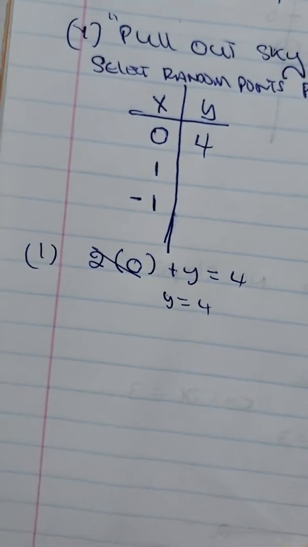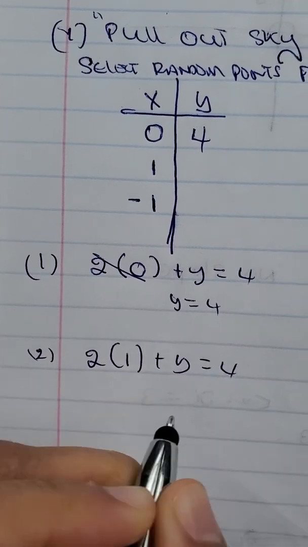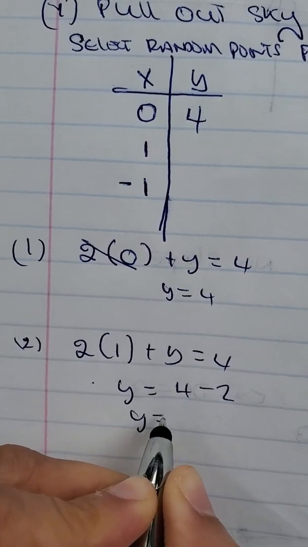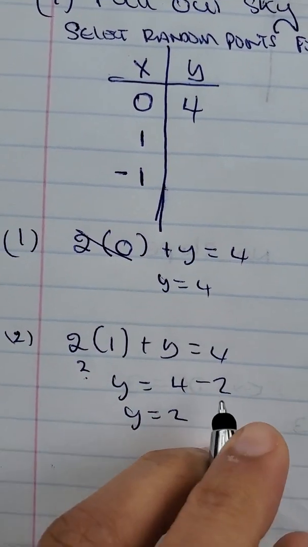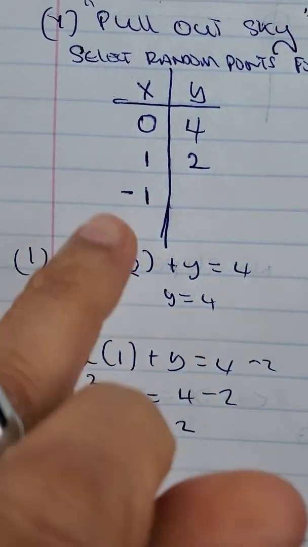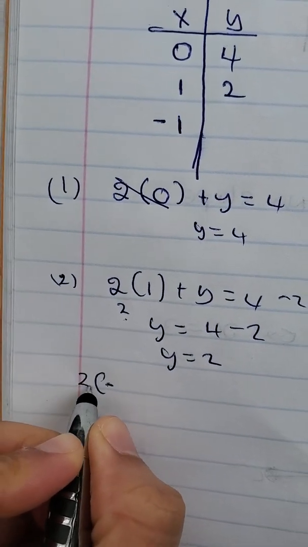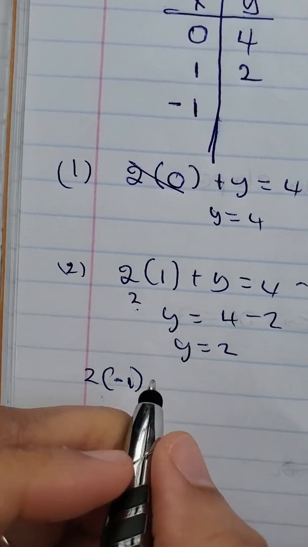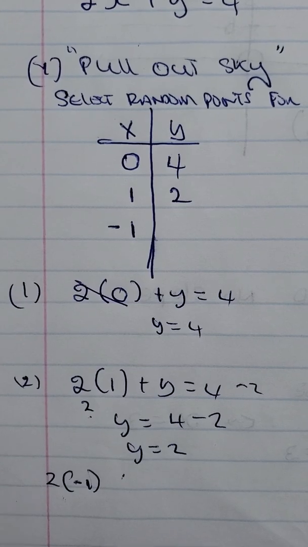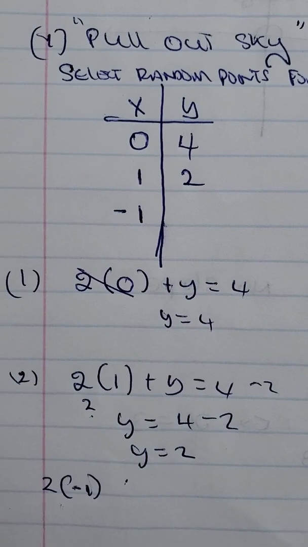I have 0, 4. Then my next point I use is 1. This will give me y equals 4 minus 2, so y equals 2, because I transpose my 2 to both sides, and 4 minus 2 is 2. So when x is 1, y is 2. And I'm going to use -1. You can use 2 if you want. It doesn't matter. There are an infinite amount of random numbers you can use in the equation of a line, because the equation of a line has infinite points on it also.